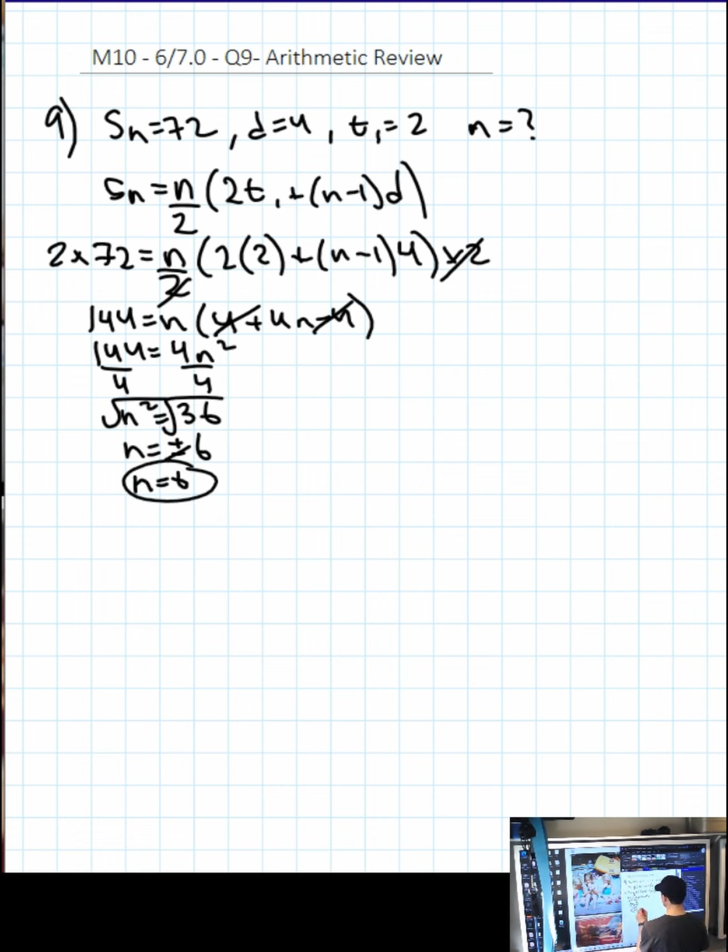So if our first term is 2, and we're going up by 4, we'll get 2 plus 6 plus 10 plus, up by 4, 14, plus up by 4, 18, 1, 2, 3, 4, 5, one more term, plus 22, better equal 72, check mark.